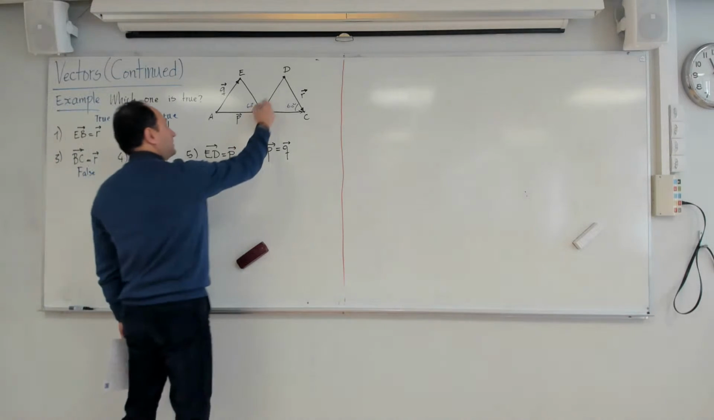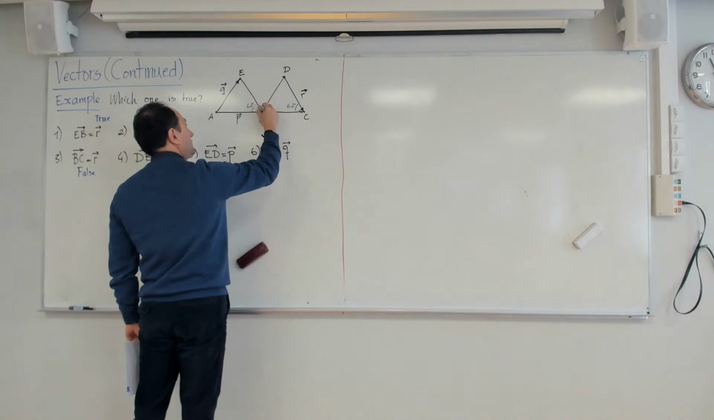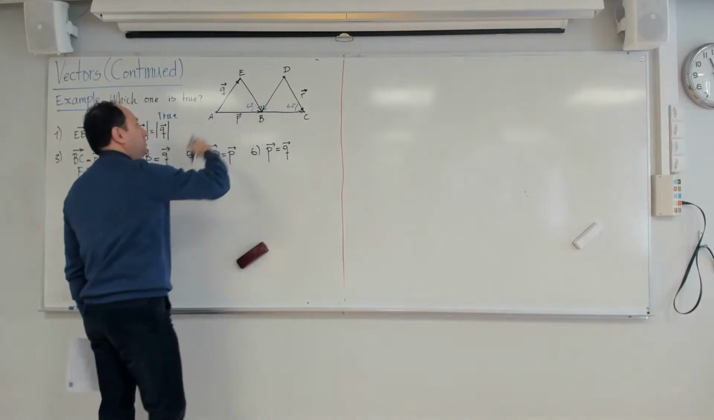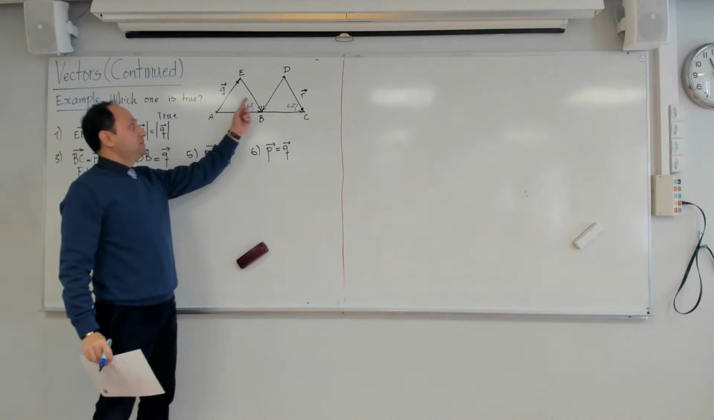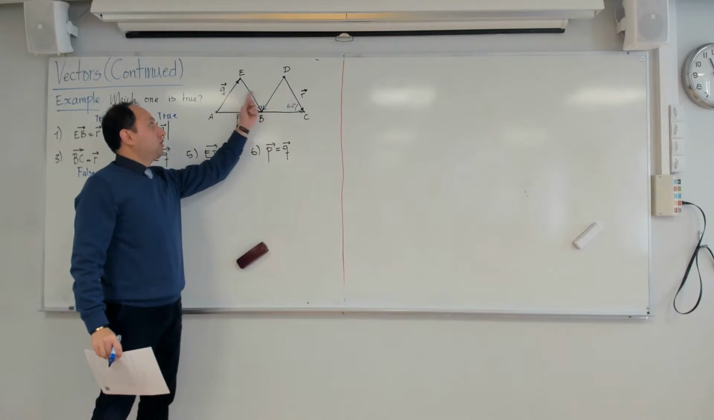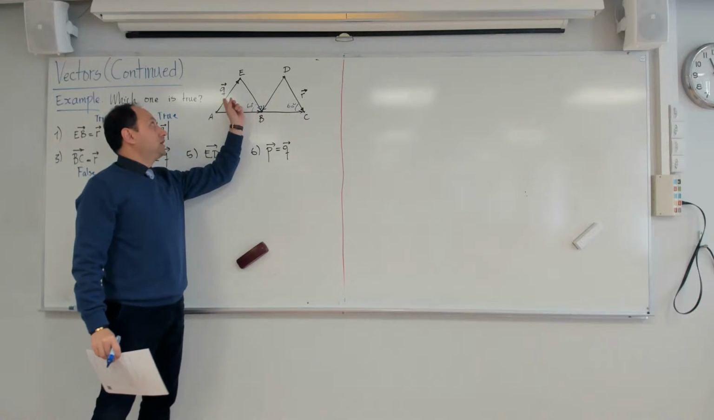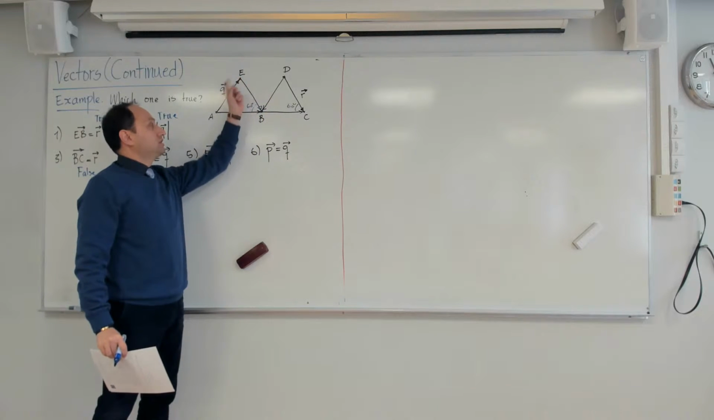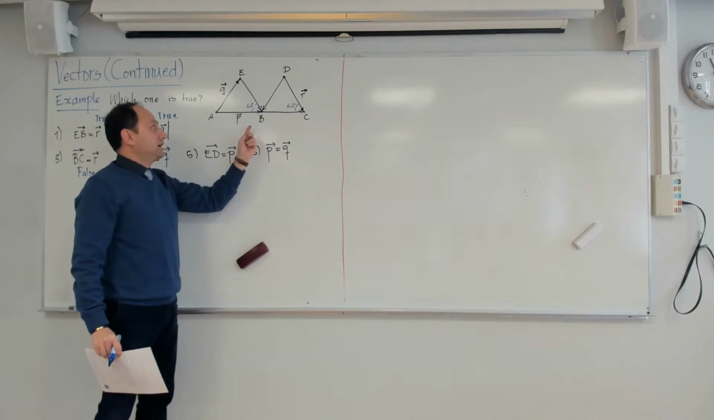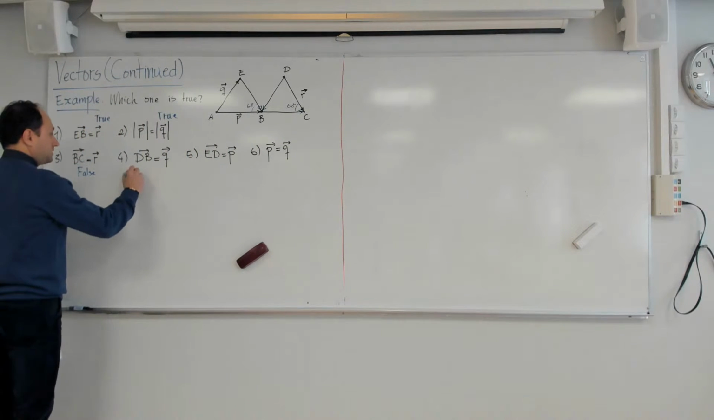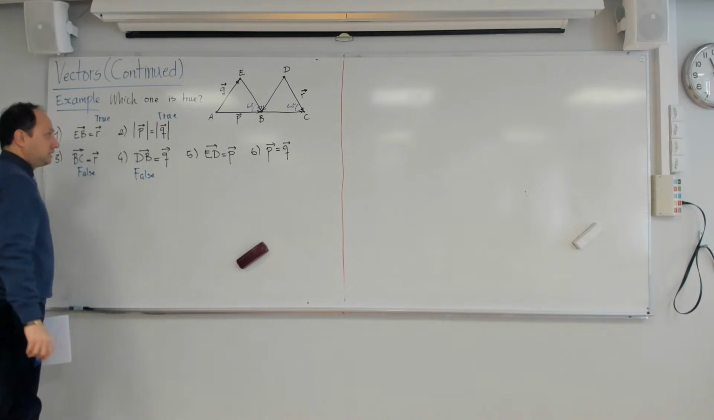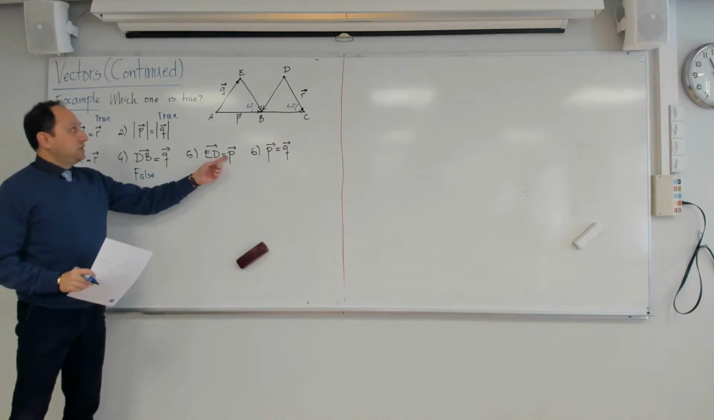DB is this vector, starting from D to B. Do you think that DB and Q are the same vectors? They are equal? No. No, because even though they have the same lengths, and they are parallel again, one of them is pointing in this direction upward and the other one is pointing downward. So they are not equal because they don't have that property. That's also false. What about ED to be equal to P?